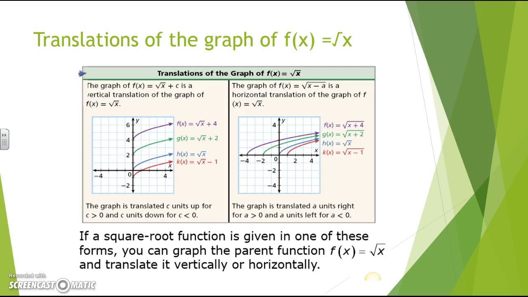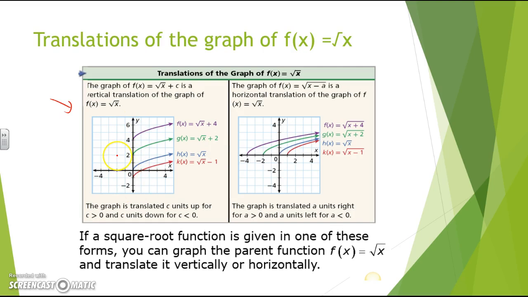The next thing you're going to get into with this section is graphing square root functions, and here they're talking about translations of the graph f of x equals the square root of x. So in the left column here on this side, it says the graph f of x equals the square root of x plus c is a vertical translation of the graph f of x equals the square root of x. So what they did here is they have f of x equals the square root of x plus 4, square root of x plus 2, square root of x, and square root of x minus 1.